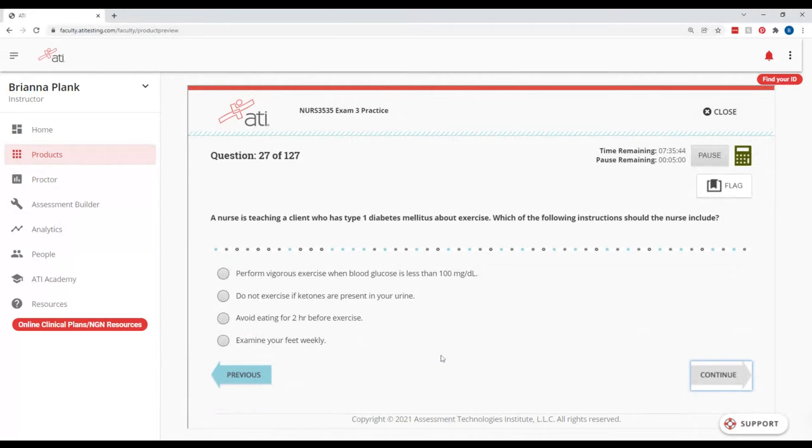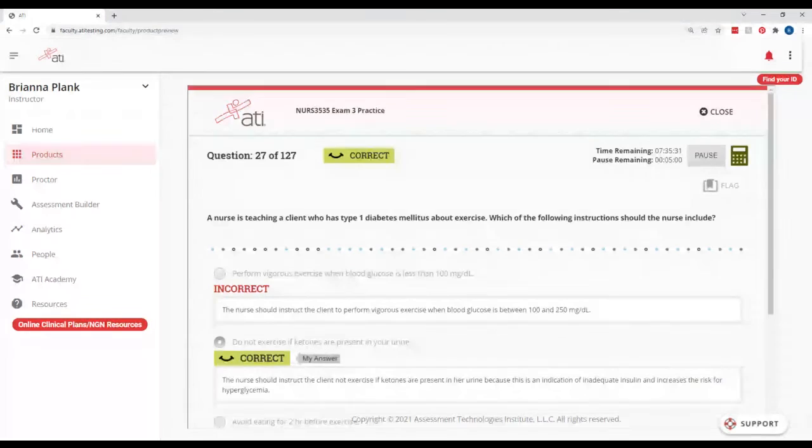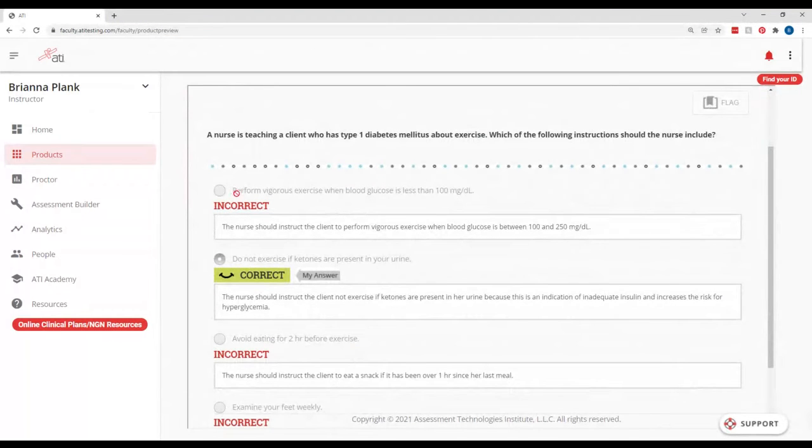What do we want to teach diabetic clients about exercise? I'm thinking B, yeah. So when diabetics do exercise, that drives blood sugar down. So we don't want them doing that when they're already like borderline hypoglycemic.